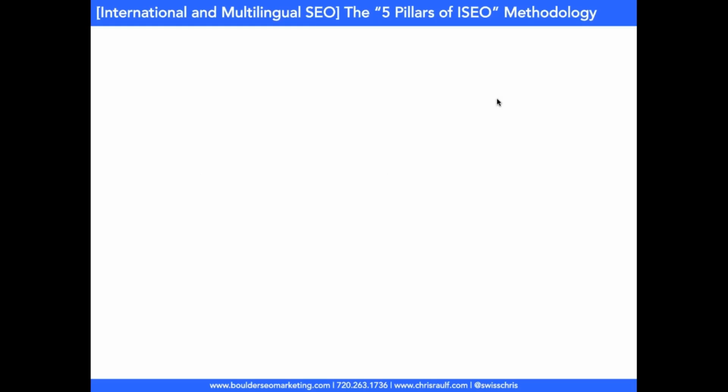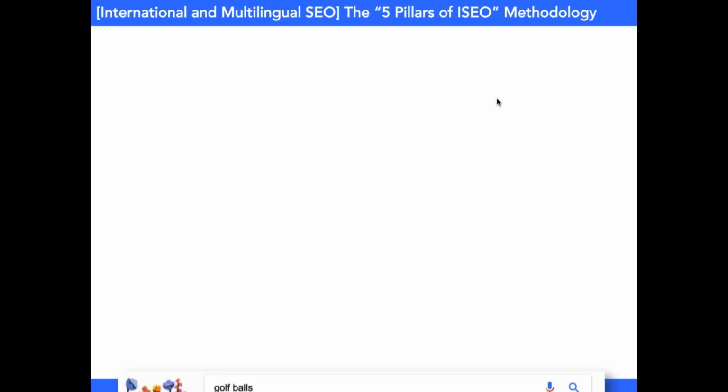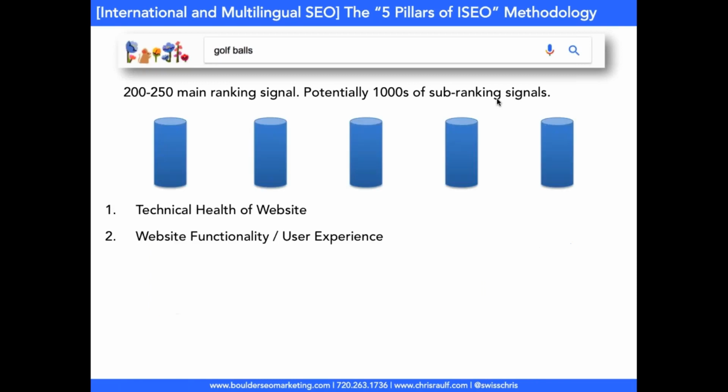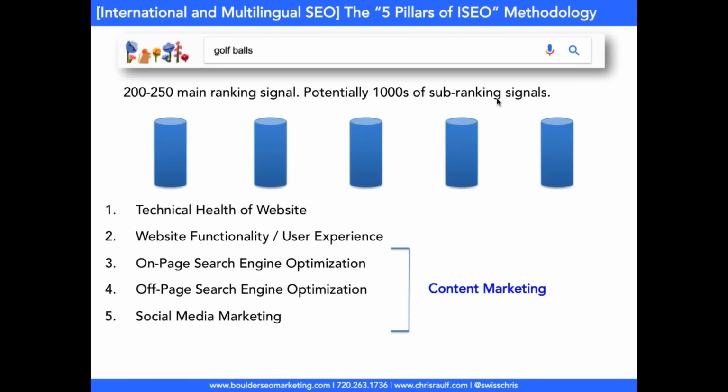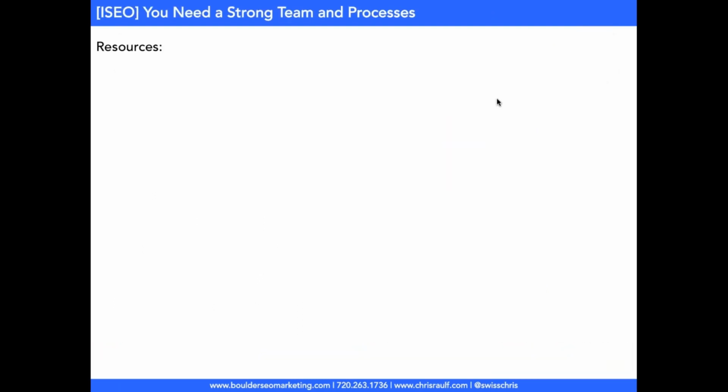All right. So let's dive into the 5 pillars of I SEO methodology. Basically, it's exactly the same thing as with English SEO, and here's an article that I wrote about international search engine optimization. Yes, there are additional things that you'll have to do, but if you do English SEO, you can basically replicate that strategy for your multilingual SEO strategies.